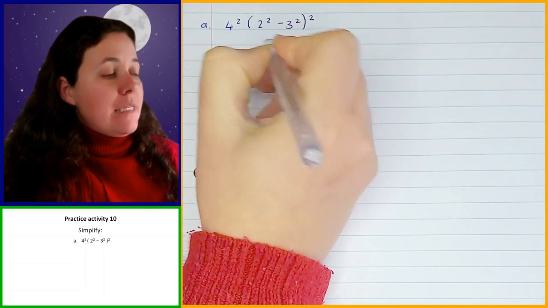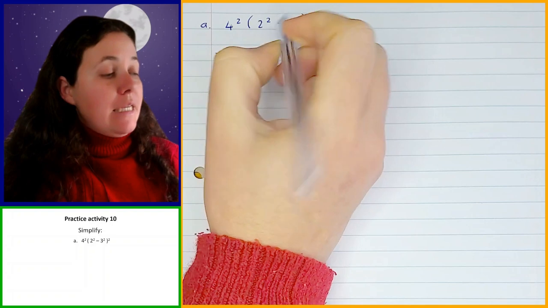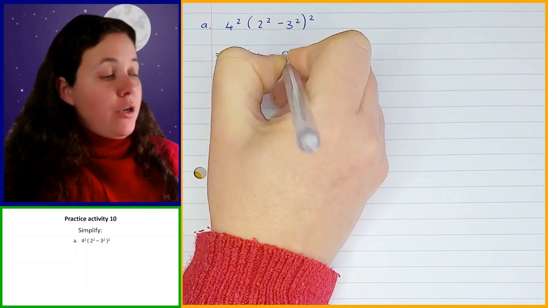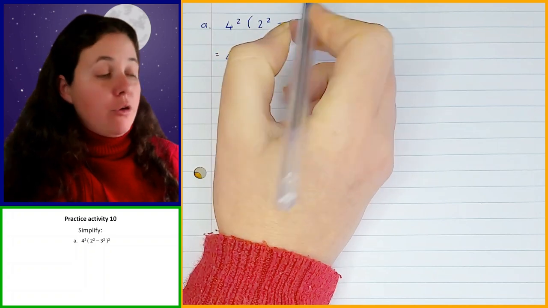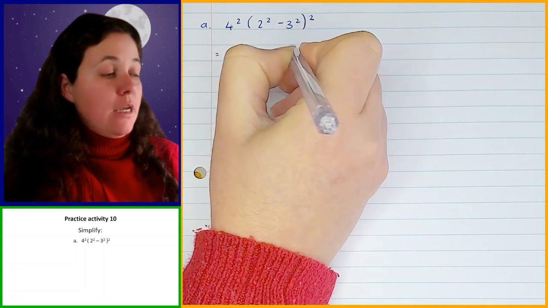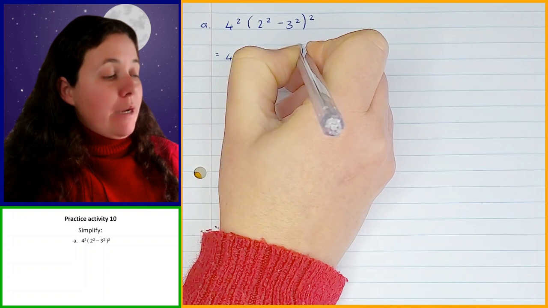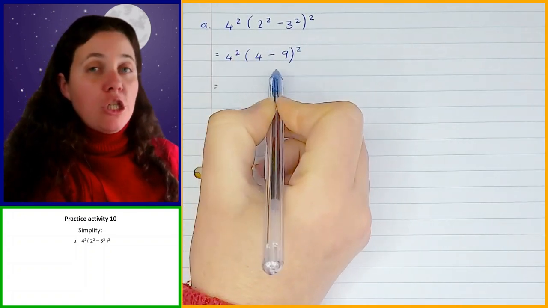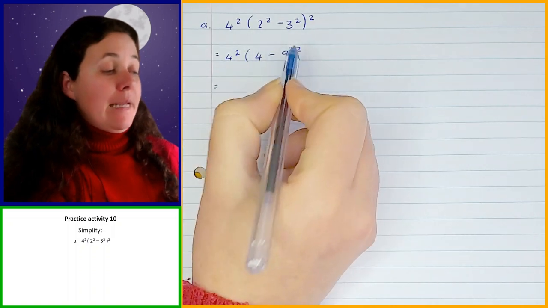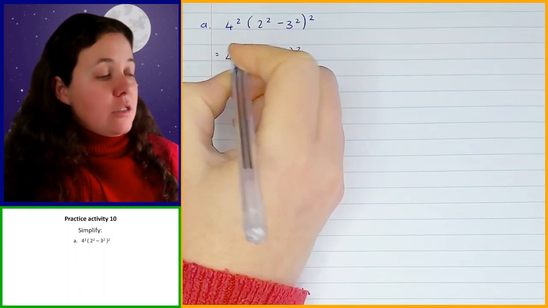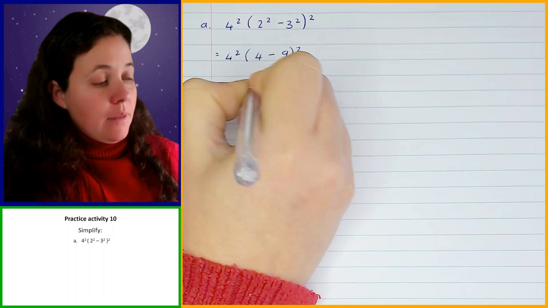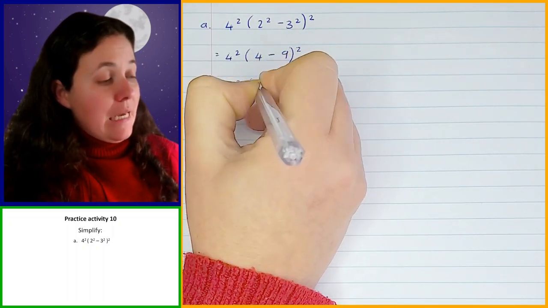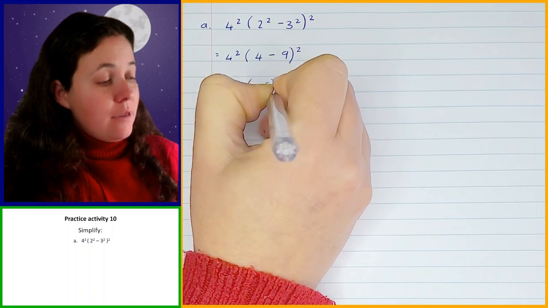So I'm going to go inside my brackets. 2 squared is 4, minus 3 squared is 9, because my squares over there are exponents. Exponents come before subtraction. Okay, then I'm going to close the bracket and that needs to be squared. Now I need to do my subtraction inside my brackets before I can get to my exponent outside the bracket. So I've got 4 squared, and then over here I have 4 minus 9 is negative 5 squared.